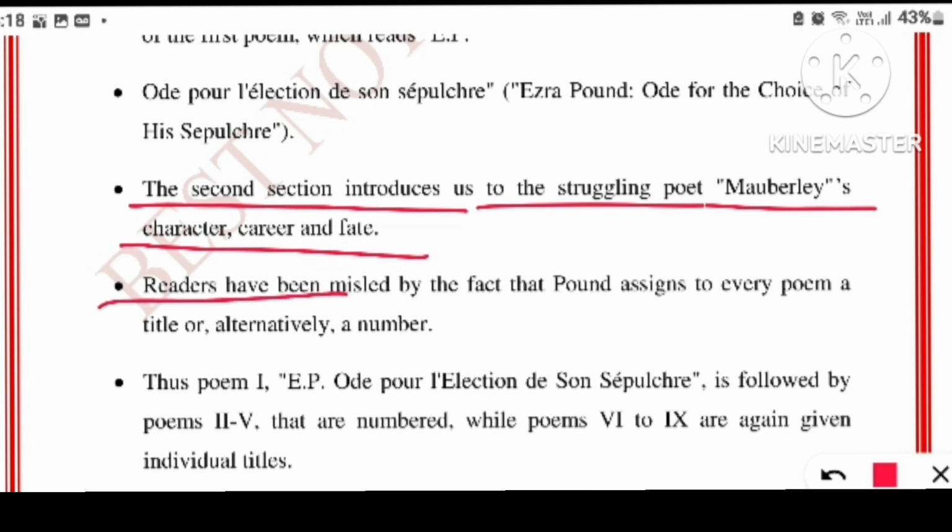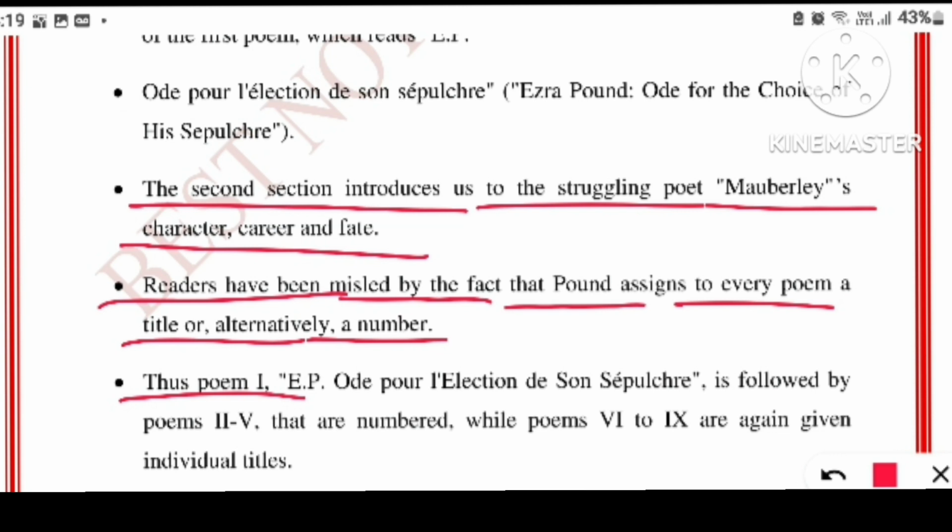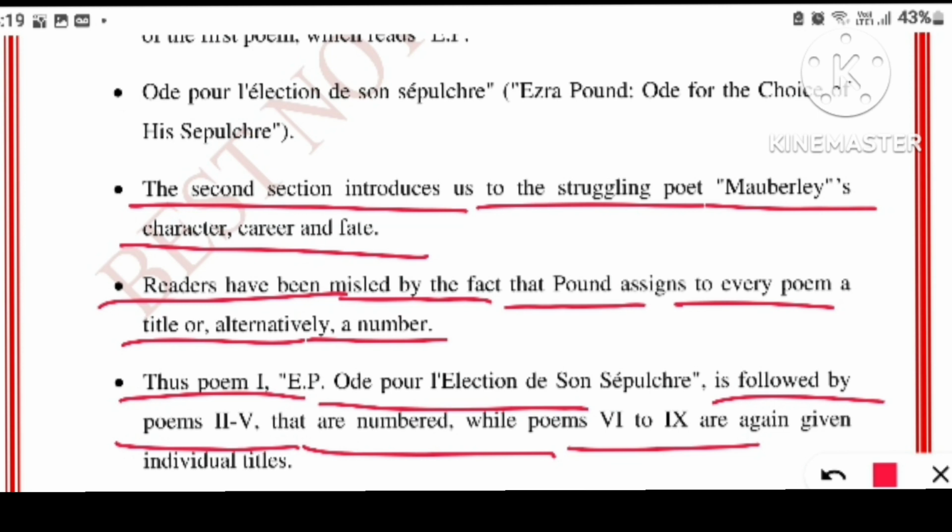Readers have been misled by the fact that Pound assigns to every poem a title or alternatively a number. Thus, poem 1, E.P., Ode pour l'election de son sepulchre, is followed by poems 2 to 5 that are numbered, while poems 6 to 9 are again given individual titles. So this is the way he wrote, and because of his unique structure of the poems, he is known till date.